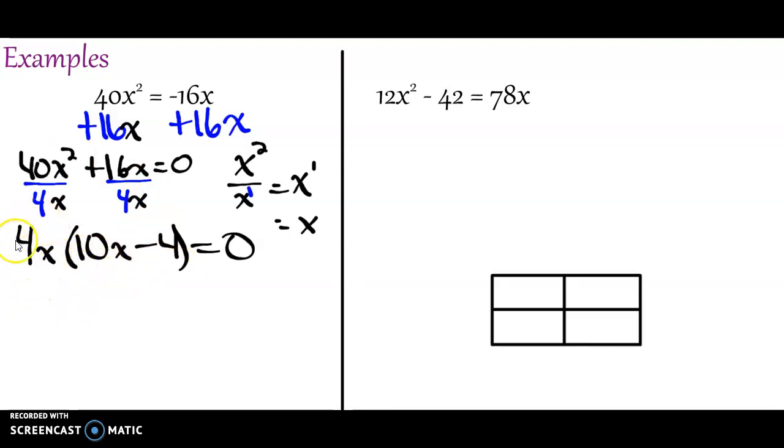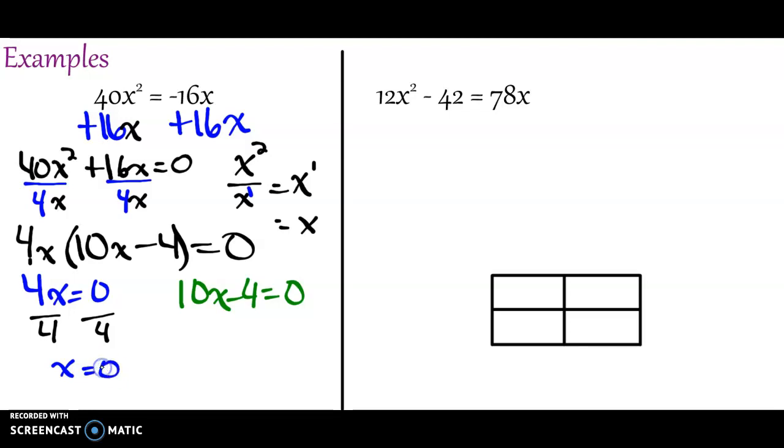So now we do still have two equations, because unlike the other cases that we had been doing from yesterday, we have a 4x. So I'm going to set 4x equal to 0. That's going to be the first equation. And the second equation is 10x minus 4, set equal to 0. If I solve for the first one, we divide by 4, solving for x. 0 divided by 4 is 0. So x equals 0. Whenever you have a term that's just x, doesn't matter what constant it is, it's always going to be x equals 0.